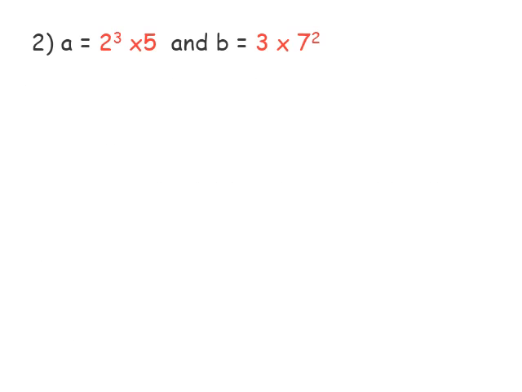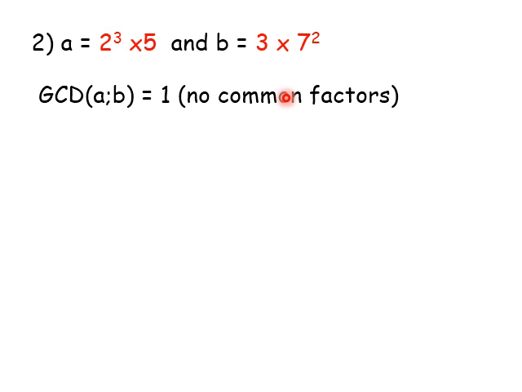Okay, dear. Now we have the second part here. Again, I have A and B. A equal 2 cubed times 5 and B equal 3 times 7 squared. Let's look together. Do we have common factors here? In A, I have 2 and 5. In B, we have 3 and 7. Since there is no common factor between them, their GCD equals 1. Okay, their GCD is 1, so they are relatively prime numbers.